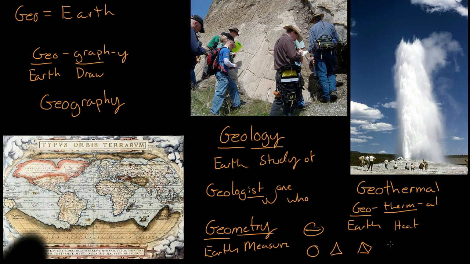So what we have is geo is earth, we have geography as in a map of the earth, it's the geography of the earth. We have geologist, and then we have a geothermal feature of the earth as well.